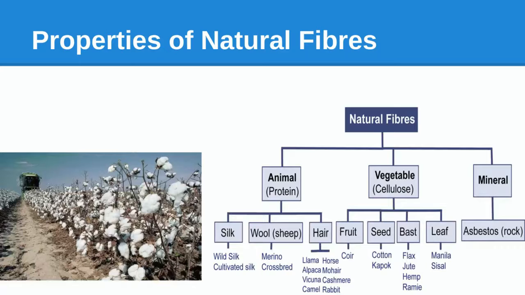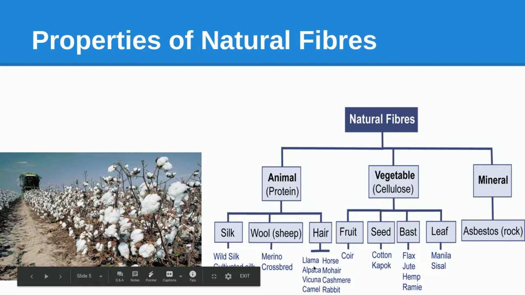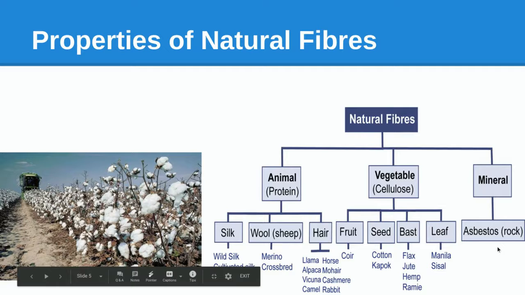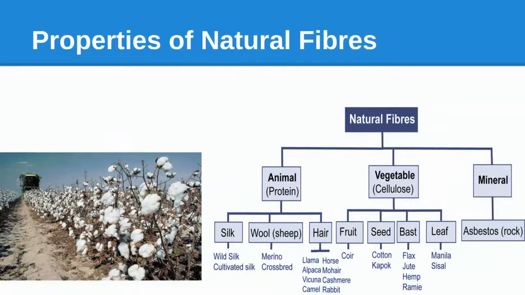Properties of natural fibers. They didn't list anything for me to tell you about it, so I just pulled this little breakdown right here. Some of these natural fibers come from animals, things like silk, wool, hair from different animals. Some of them come from plants, like the fruit, the seed, the bast, the leaf, whatever a bast is. And then some come from natural minerals. An example given is asbestos. You're probably not going to wear asbestos, but we certainly make it and we use it.